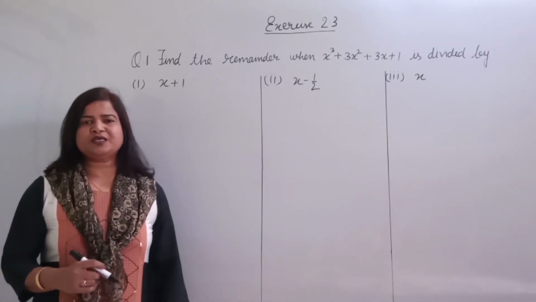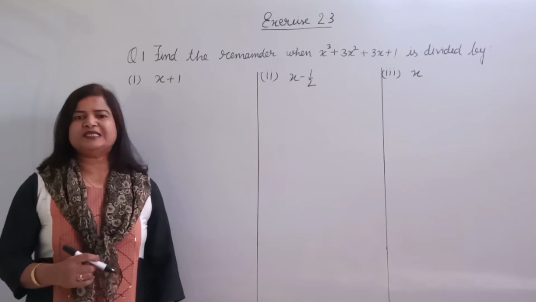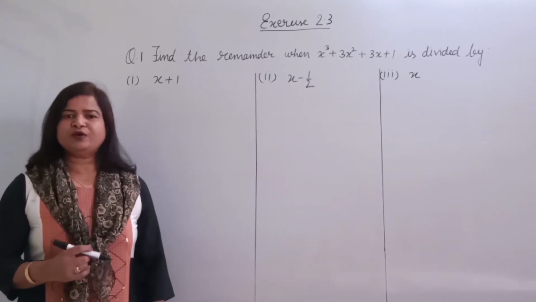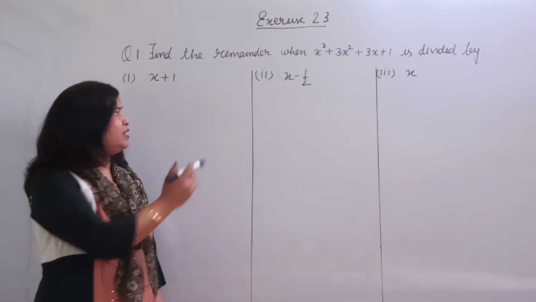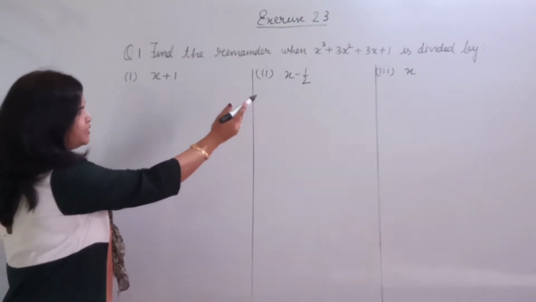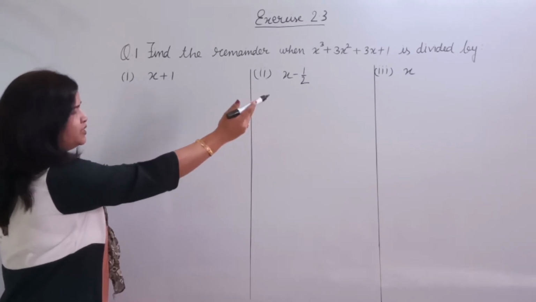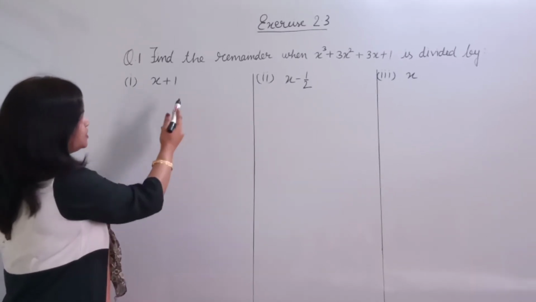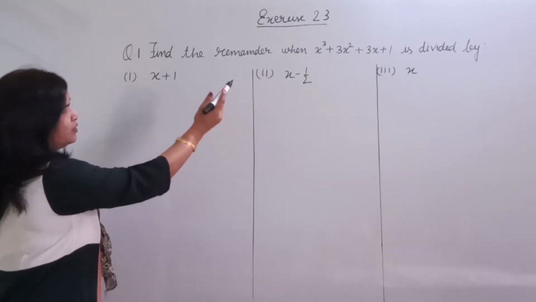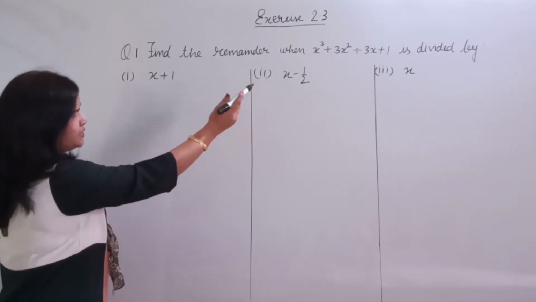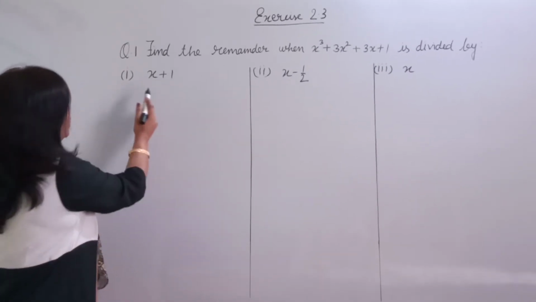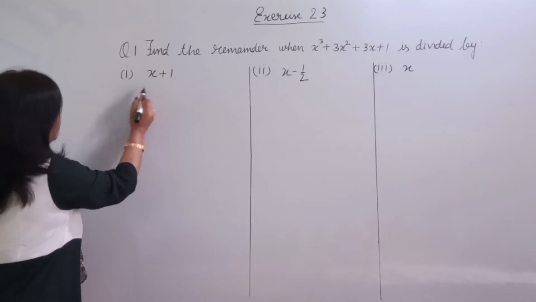Today we are going to start exercise 2.3 from NCERT Mathematics class 9. So first we will do question number 1 from this exercise. Here our first question is: find the remainder when x cube plus 3x square plus 3x plus 1 is divided by the given divisors. In this question we have to calculate the remainder, and we have the given polynomial x cube plus 3x square plus 3x plus 1, and we have the divisor also in this first part.